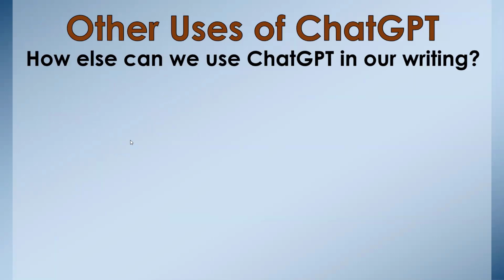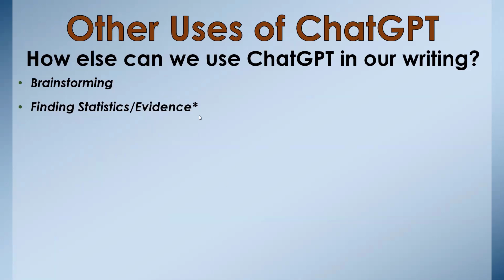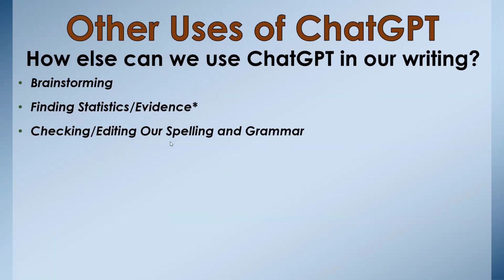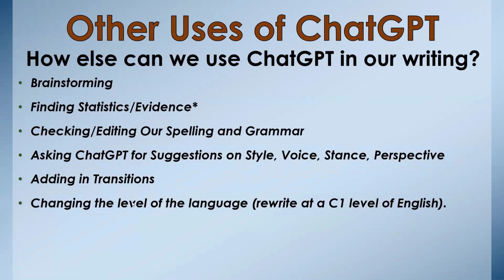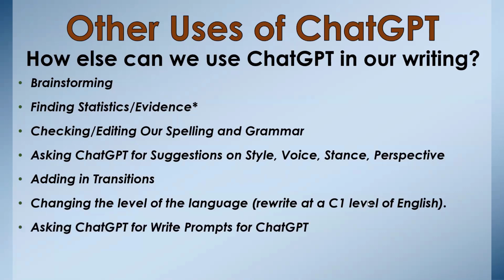So besides just being able to get ChatGPT to help produce output, to produce academic essays, we can use it for other things in our writing. Brainstorming ideas for an academic essay, finding statistics or evidence. And you see I've got a little star here. I'm going to come back to this. Checking and editing our spelling, our grammar. Asking ChatGPT to give us suggestions about style, voice, stance, and perspective. And we've talked about those in previous videos. Adding in transitions and changing the level of language, right? You could say, rewrite this at a C1 level of English.